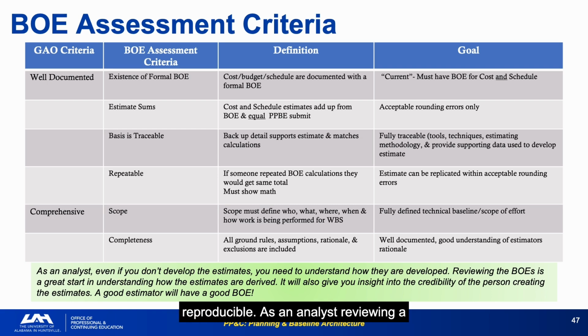As an analyst reviewing a contractor's BOEs, start with the sums criterion. Do the BOE details actually add up to what was submitted in the PPB? Basic arithmetic errors in contractor financial packages are more common than people expect. The BOE assessment criteria provide a structured framework for variance analysis as well. When a cost overrun occurs, the root cause is often traceable to an assumption in the BOE that turned out to be wrong.